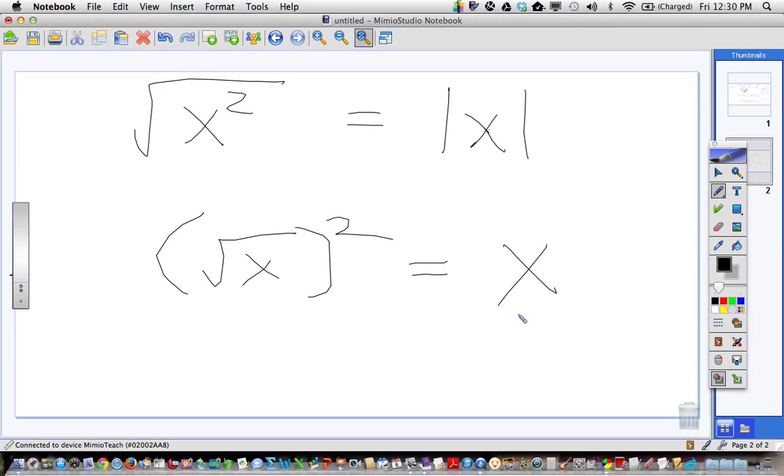So the order that you do these inverses to each other can matter. Now with natural log and e to the x, it doesn't matter. ln e to the x is x. E to the ln x is x. There are no domain issues.